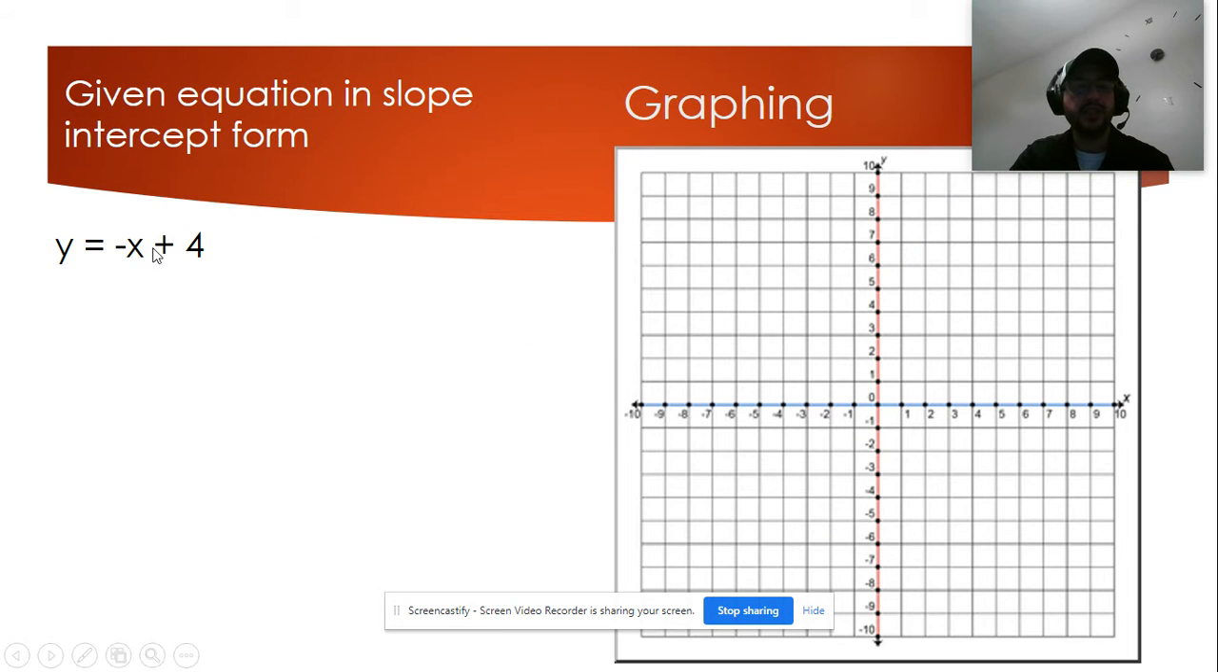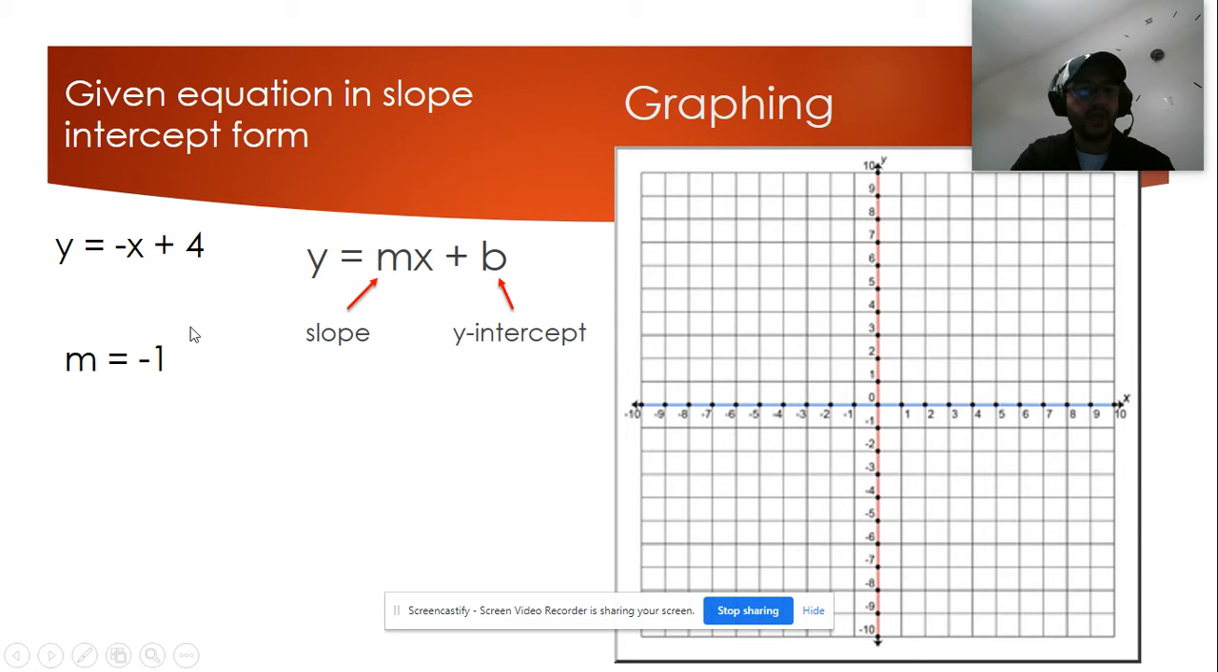Now, let's see another example, like this one. It's in the intercept form, y equal mx plus b. So the slope in this case will be the coefficient of x, which is -1, and the y-intercept will be 4. So we got a point, which is the y-intercept.